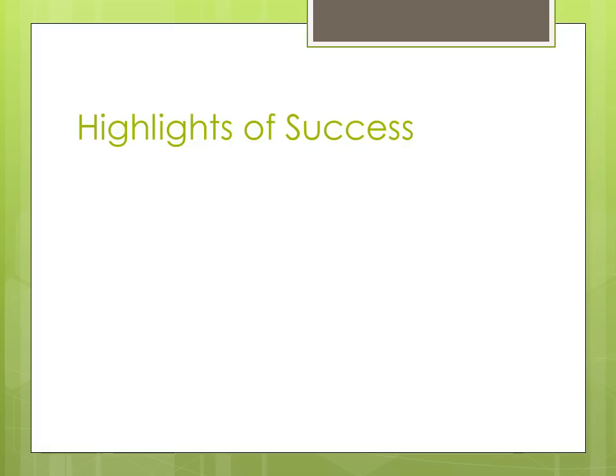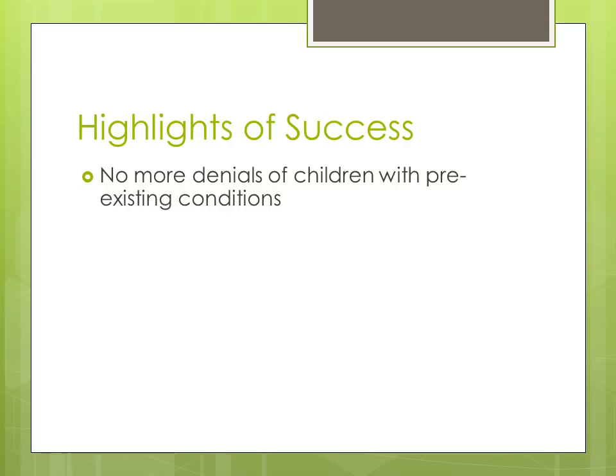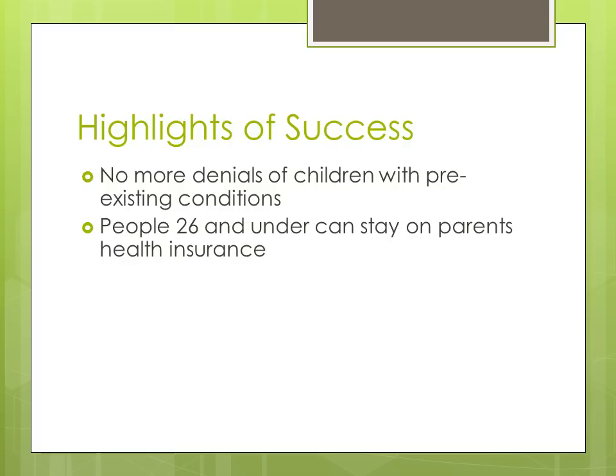So a few highlights of success, which you can see in your reading, are that now we have no more denials of children with pre-existing conditions. Unfortunately, a caveat of this is that some insurers have decided to not offer child or individual insurance policies to children. So instead of paying for the kids with pre-existing conditions, some insurers have just kind of gotten out of this business, and that's unfortunate, but it doesn't work for their business model. And that's just bound to happen. That's one of those unintended consequences that you have to think about when you're constructing new laws.